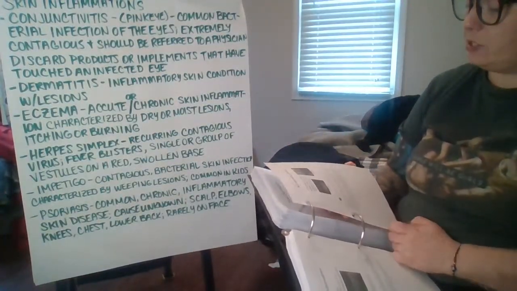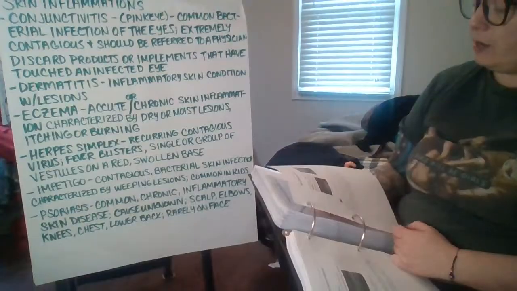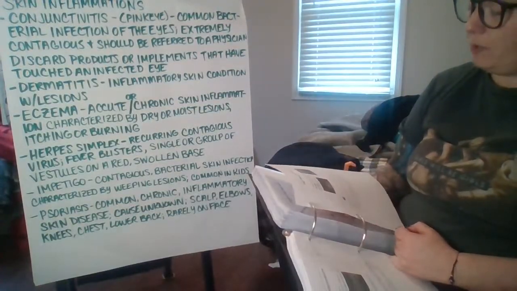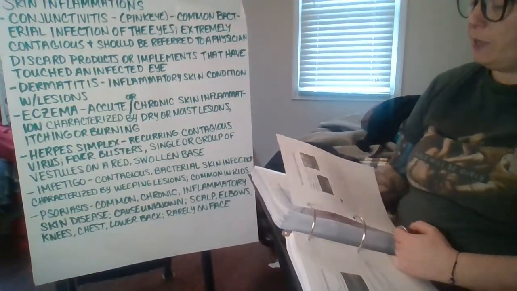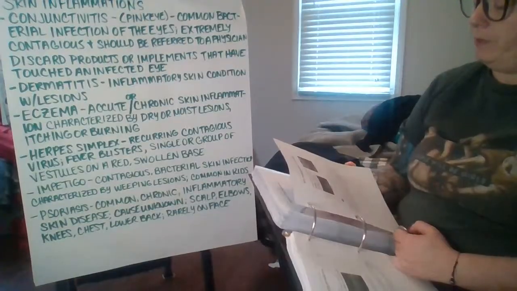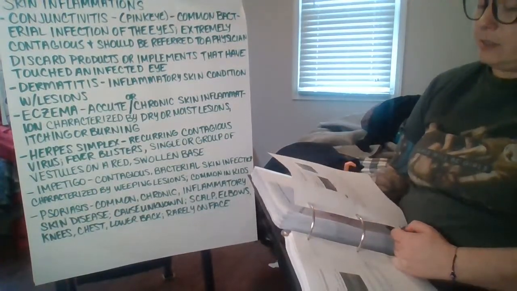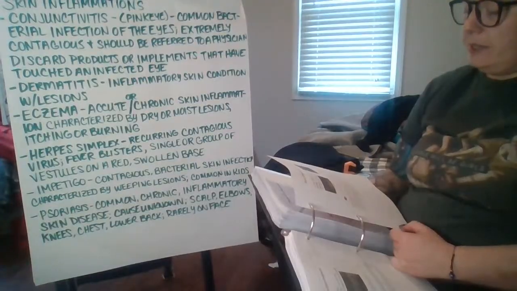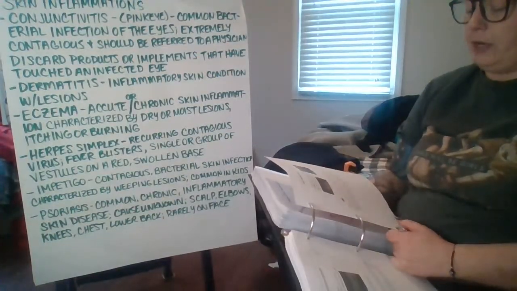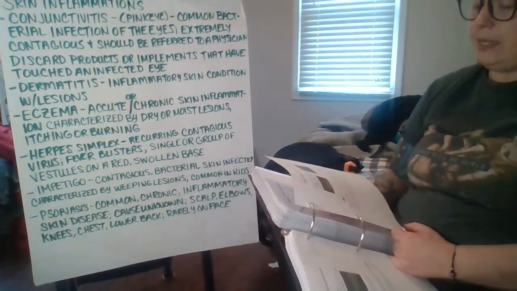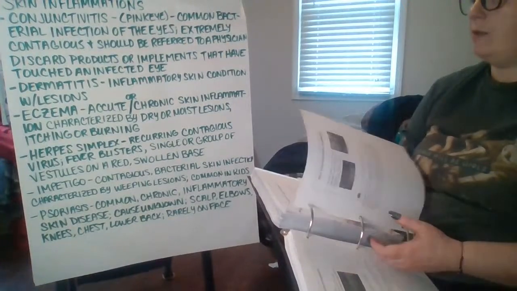Impetigo is a contagious bacterial skin infection characterized by weeping lesions. It normally occurs on the face and is most frequently seen in children. You'd need to refer to a physician for this. Psoriasis is a common chronic inflammatory skin disease. Its cause is unknown, and it's found on the scalp, elbows, knees, chest, and lower back, but it's rarely found on the face.